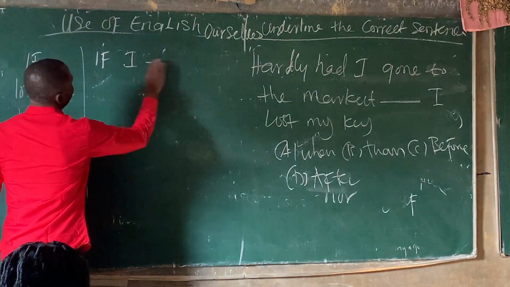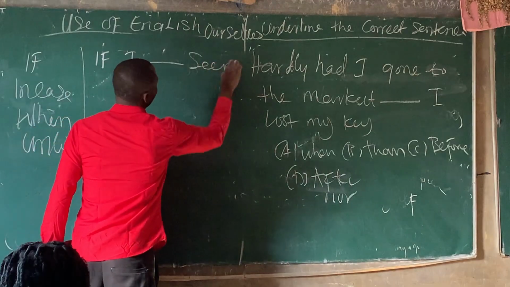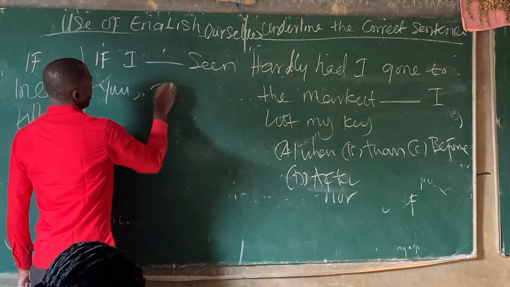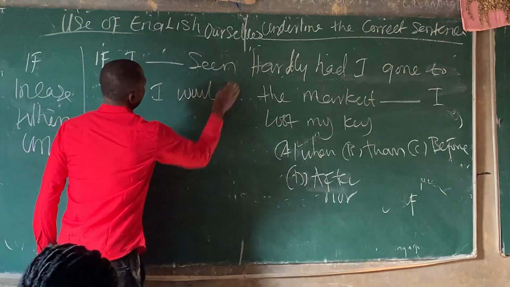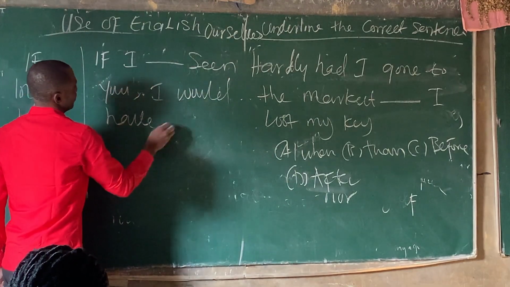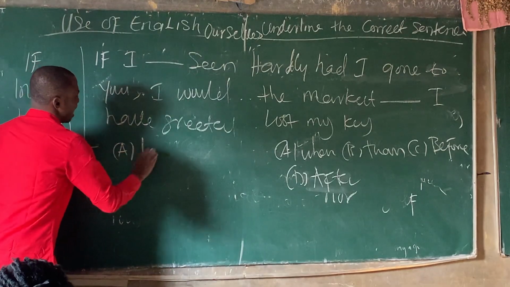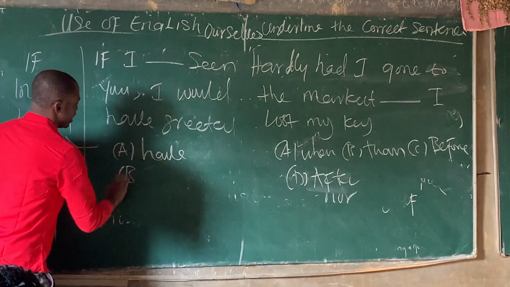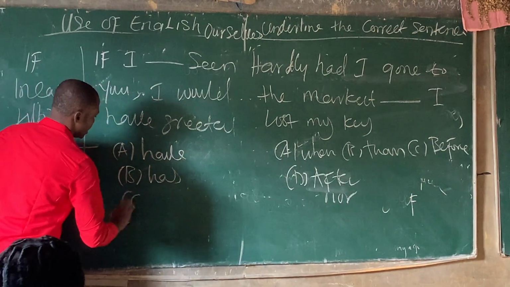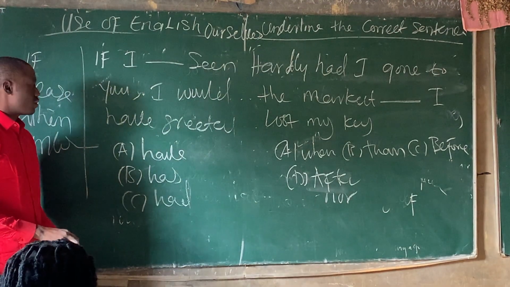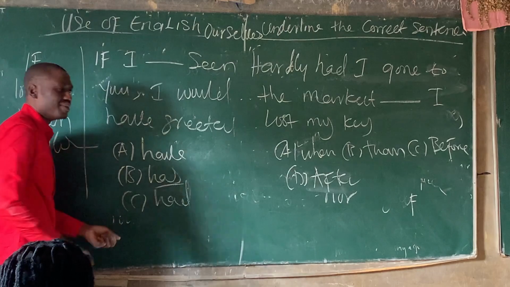If I dash sing you, I would have greeted you. Now, A, if I have seen you. B, if I have seen you. C, if I have seen you. What's the answer? If I have seen you. That's the right answer.